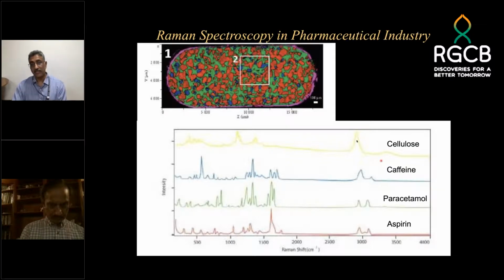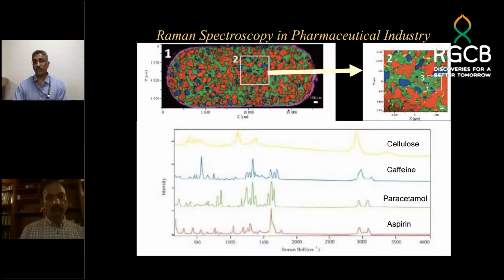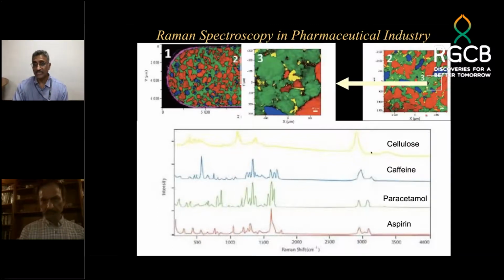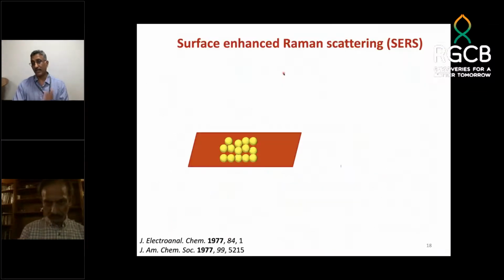Now if you do the imaging, you can see the red one is aspirin, the green one is paracetamol, and caffeine is the blue. The concentration of the blue is much less compared to the green and red, and you can see that the ratio of red to blue is a particular ratio. If you really zoom in, you can start seeing the yellow region, which is the binder. Cellulose is the binder, and you can see the cellulose present inside. This is the binder which holds the whole drug together and solubilizes.